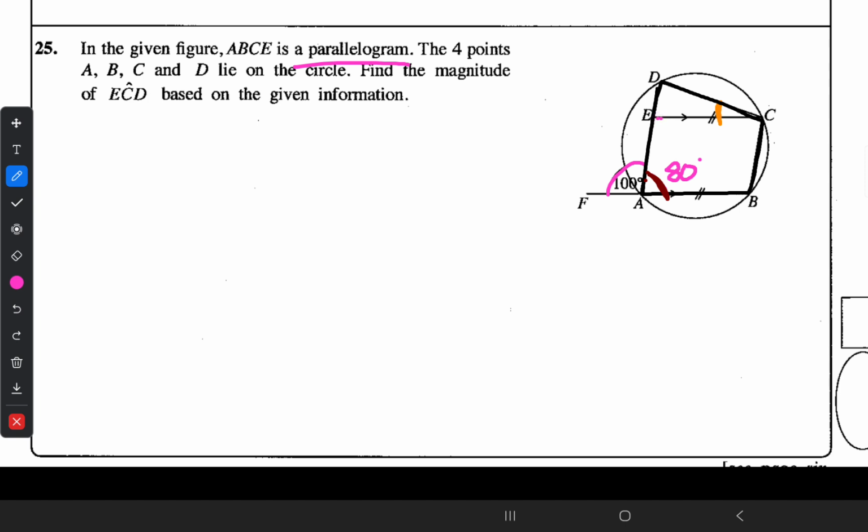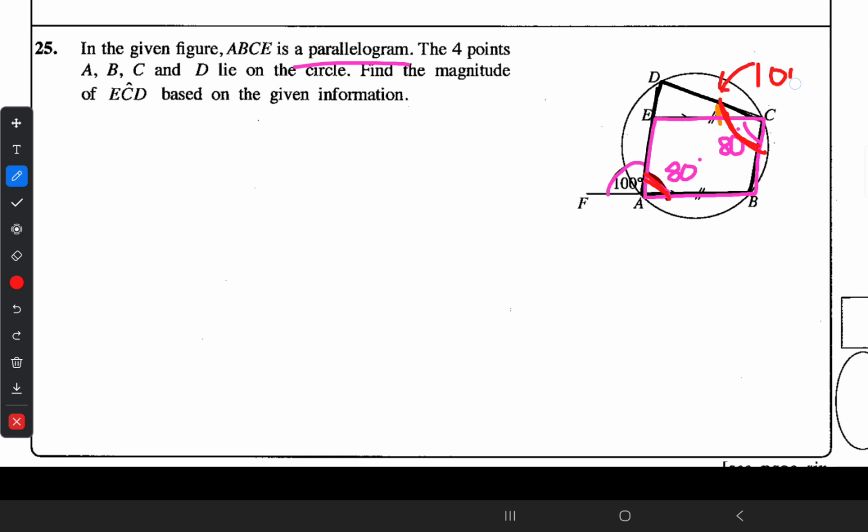And another additional data, ABCE is a parallelogram. In a parallelogram, opposite angles are the same. Now, if this is 80, this one also should be 80. Additionally, we found another detail that in a cyclic quadrilateral, the sum of opposite angles is 180. If this is 80, the total angle would be 100. But we know according to the parallelogram's opposite angle, this one has 80. So 100 minus 80.